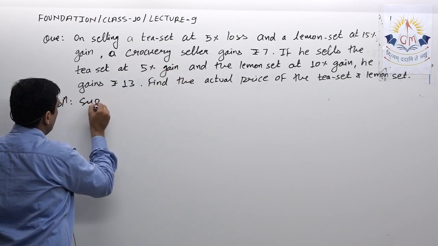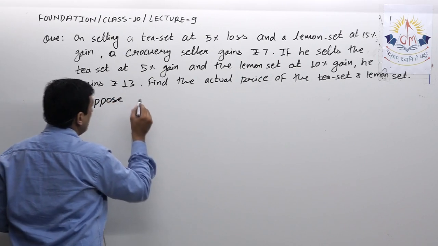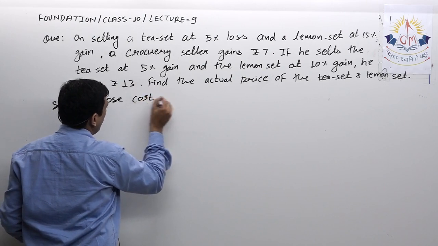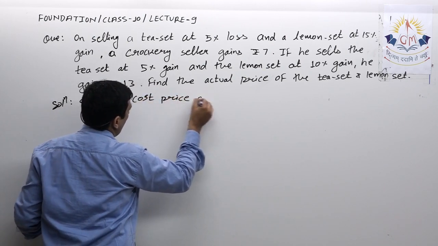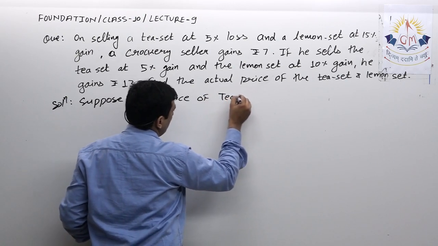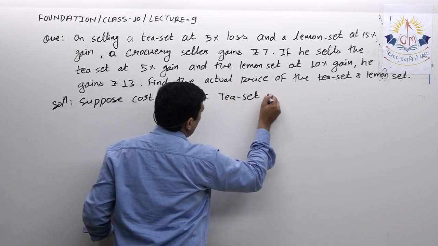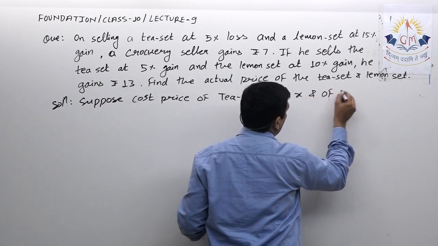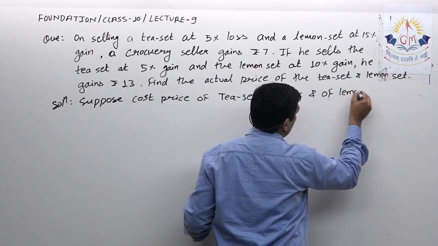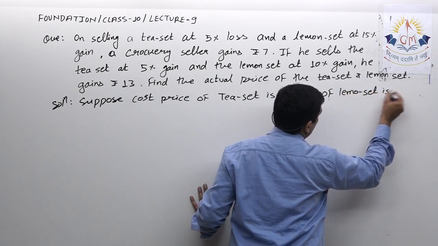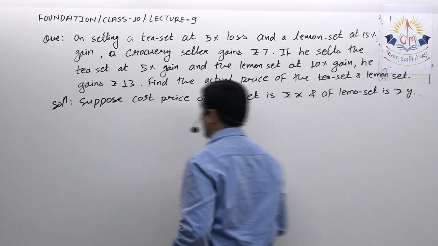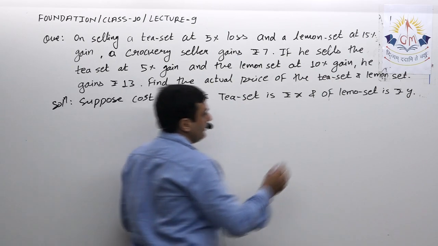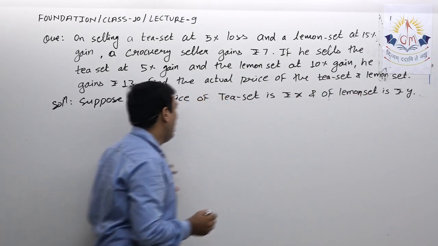So suppose the cost price, or the actual price, of tea set is rupees X, and that of lemon set is rupees Y. Okay, the cost of tea set is X, cost of lemon set is Y.